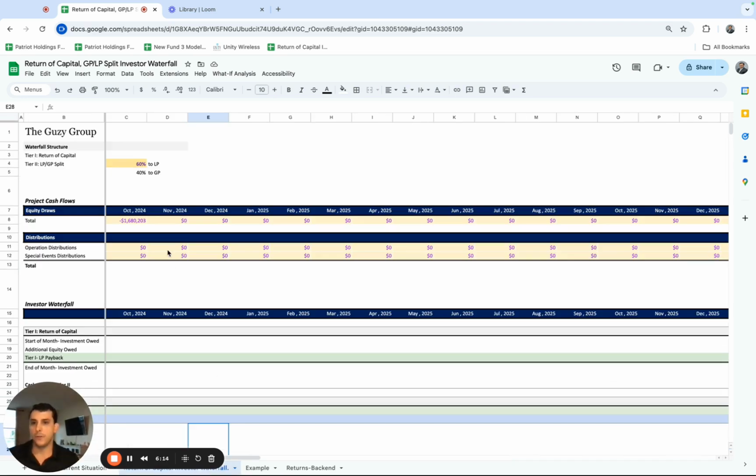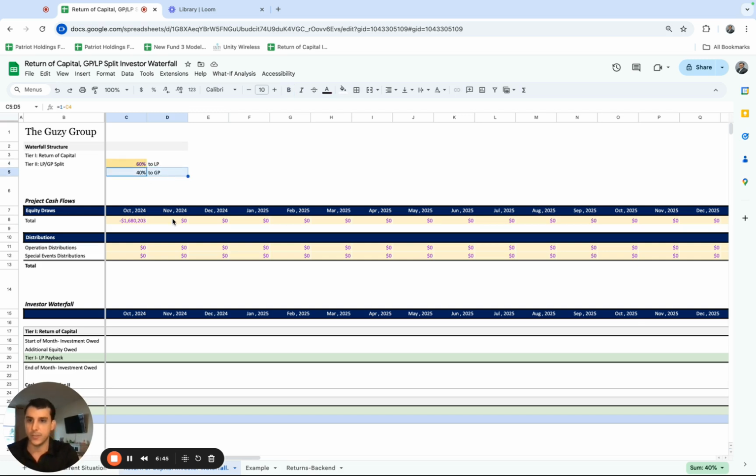So first off, when you build these things, feel free to use my template or hire me if you want. But you want to make these look pretty because these are going to go to investors. And the prettier it is, the easier it is for the investor to understand what's going on with the project, and the more likely they're going to invest with you. So what I like to do is I like to start off at the top. What's the waterfall structure? Tier 1, we're returning the capital. Tier 2, it's going to be an LP-GP split, 60% going to the LP, 40% going to the GP.